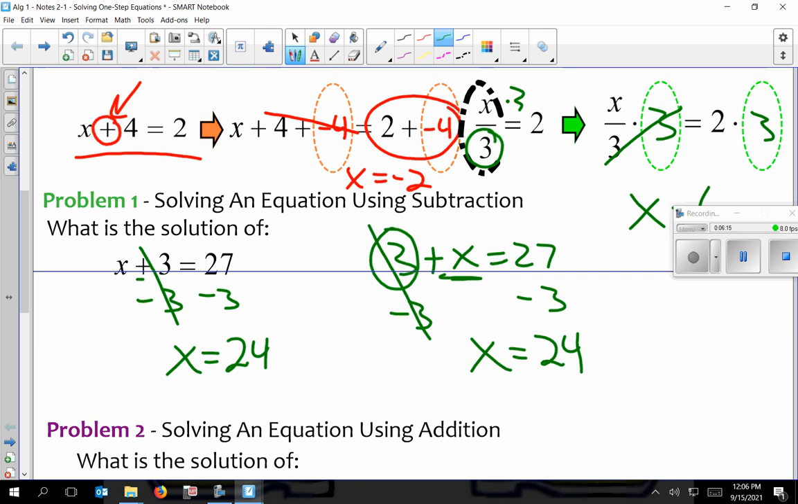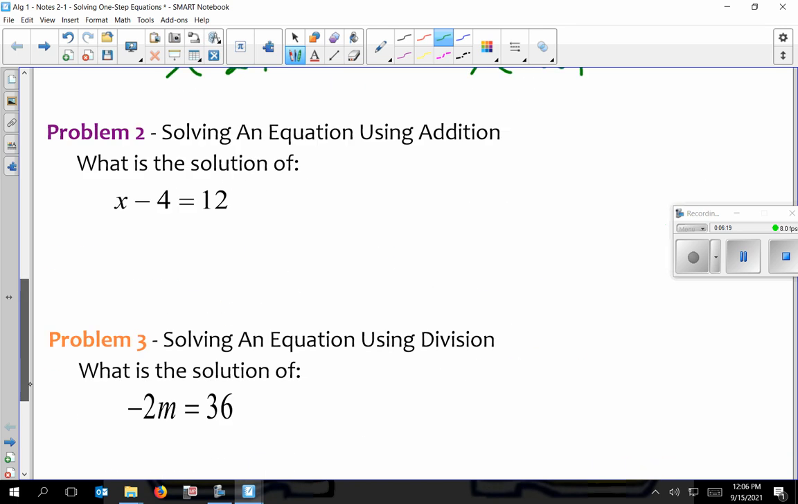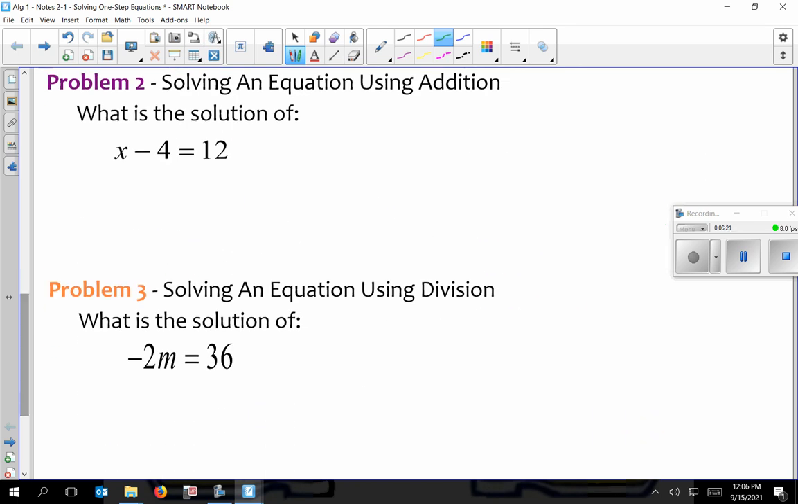So just make sure you recognize things, how they're written, to be able to solve it. Okay. So problem number 2, identify what is the operation of subtraction. So the inverse of that is to add, and I add whatever that value might be. In this case, it's 4. They're going to go away here. I'm going to be left with x. 12 plus 4 is 16.